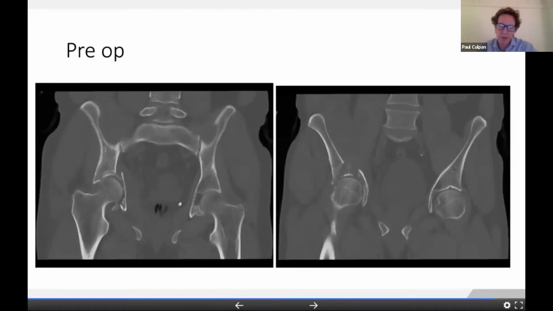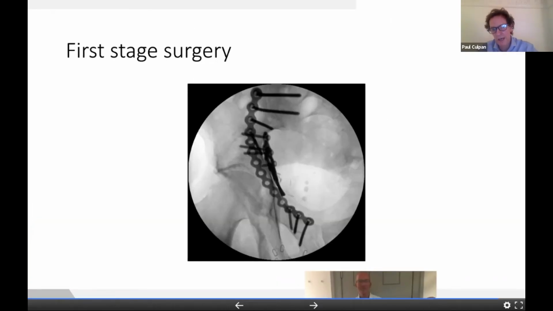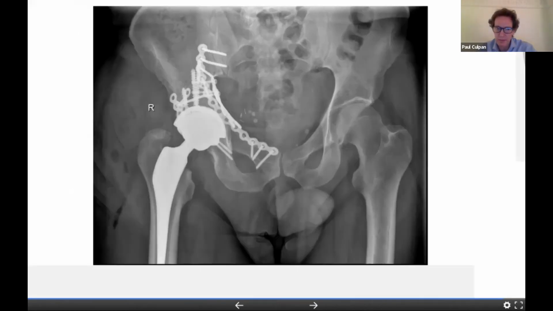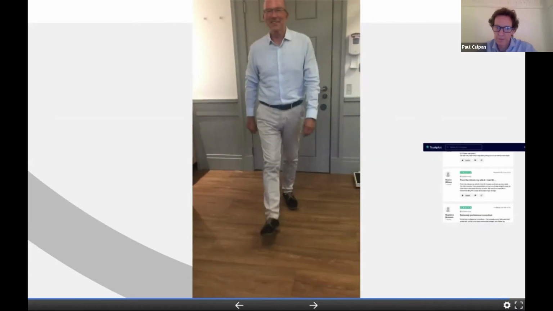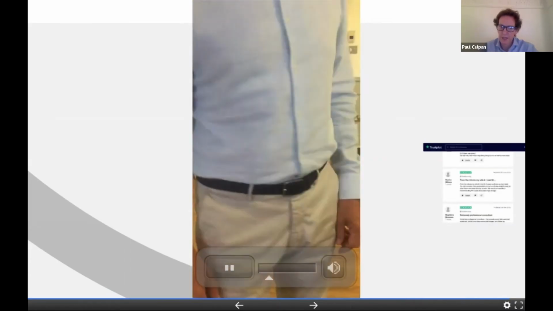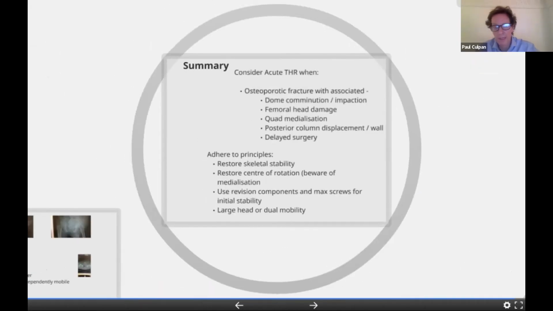This guy was fairly young and actually functioning fairly well. Despite him being 57 years old, this was treated as a fix and replace for him in a staged manner. It looks like we've got a reasonable reduction, but you can see the defect is still lying within the dome. I'm expecting that if we do not address this early, it's likely to go on to failure. So that's what we did. Okay, if you want to walk towards me, that's great. And in a couple of months we got him walking with a near normal gait pattern.